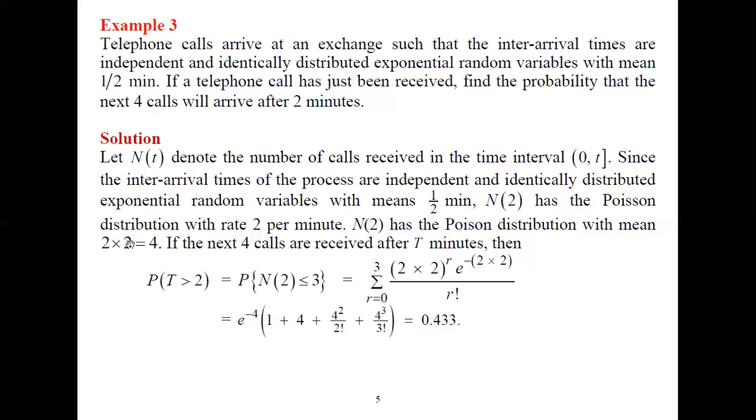Lisa, are you okay? Okay. Lambda is 2. Why is lambda 2? Because the exponential distribution has a mean of 1/2. So lambda is always the reciprocal of the mean of the exponential distribution. So if the mean is 1/2, it means lambda is 2. And here for N2, T is equal to 2 minutes. So the mean for the Poisson distribution will be lambda T, which equals 2 times 2. So lambda is 2 and T is also 2.